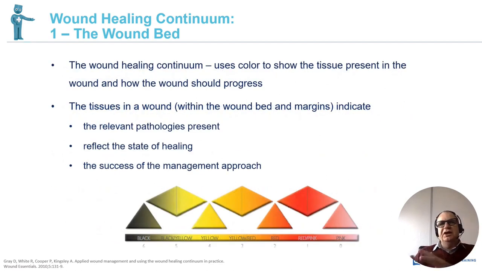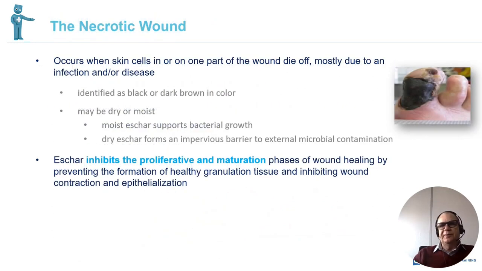So looking at the colors of the wound is very important because it tells us what type of pathologies we have present. It tells us to show what state of healing we are at. Is the wound getting better? Is it getting worse? Or it is stagnated? Which tells us if what we are doing is successful or not. The first color we are referring to is black. Black refers to necrotic tissue, and we are here more so identifying eschar.